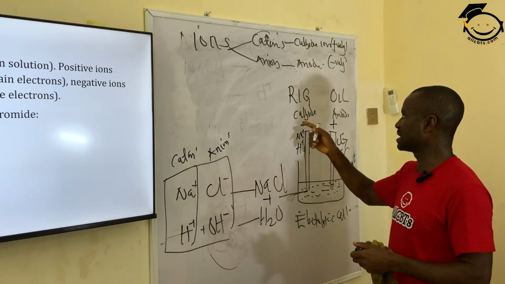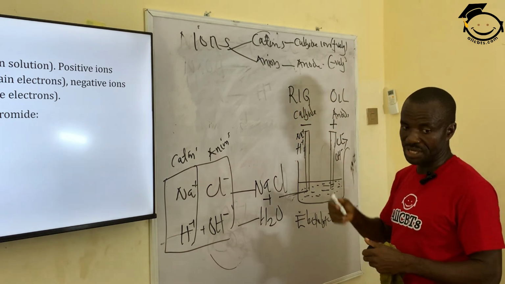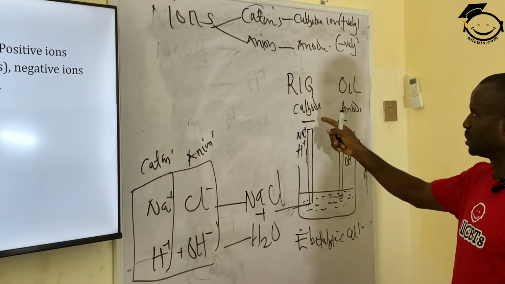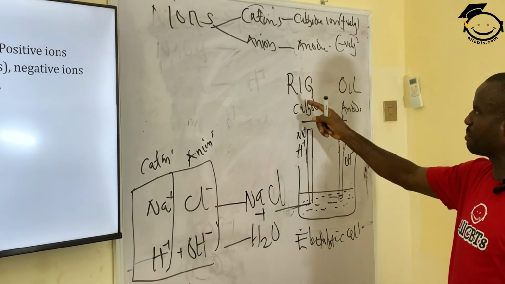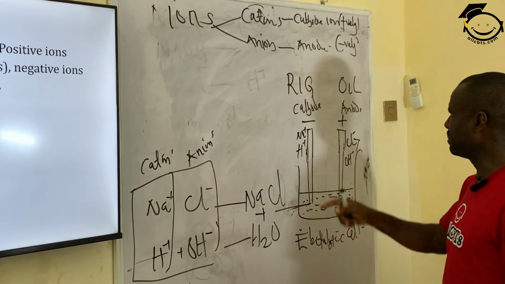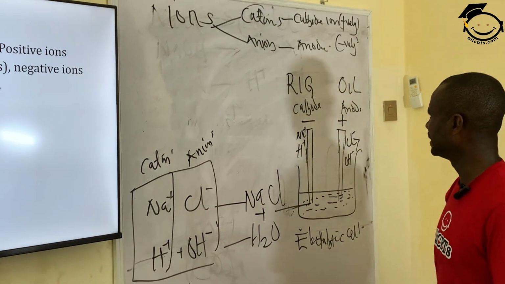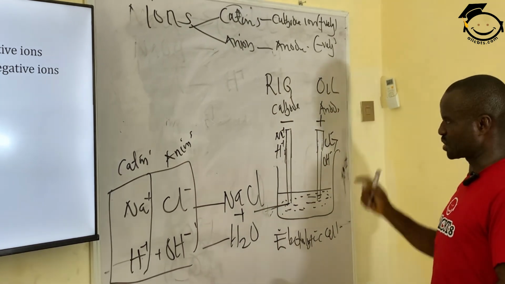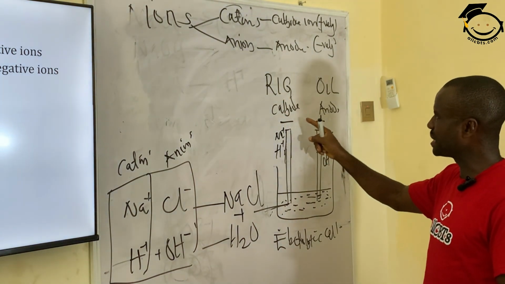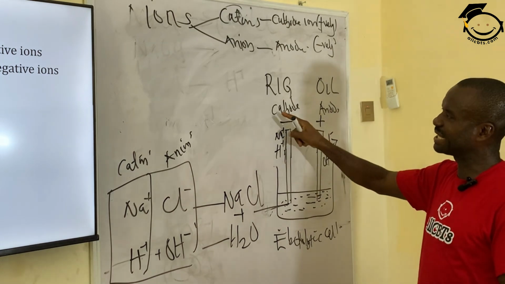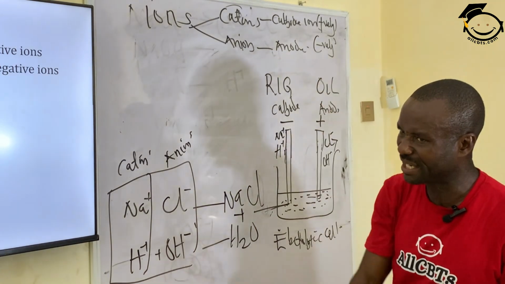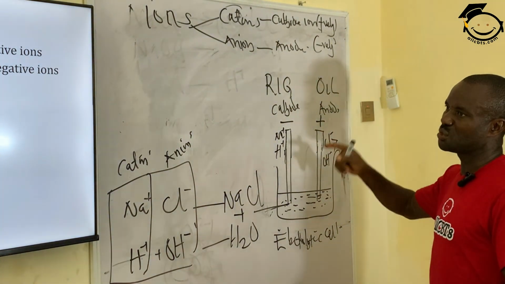Reduction simply means electron gain. At each electrode, meaning at the cathode, reduction takes place. Reduction means electron gain, meaning at the cathode, electron is gained, while at the anode, electron is lost. Is that okay? So don't forget, remember the reaction that takes place at the anode is oxidation, while the reaction that takes place at the cathode is called reduction. Reduction simply means electron gain. Oxidation simply means you are losing electron.